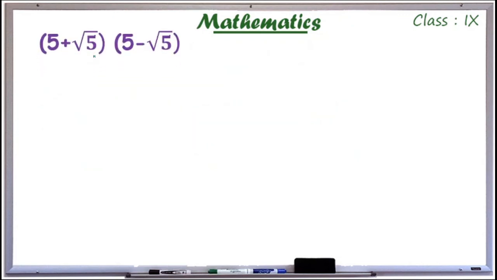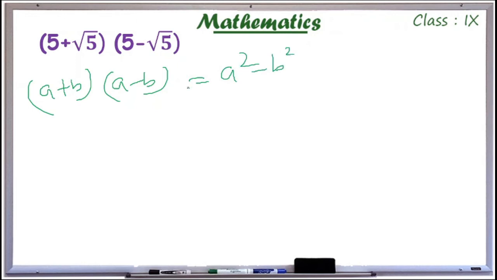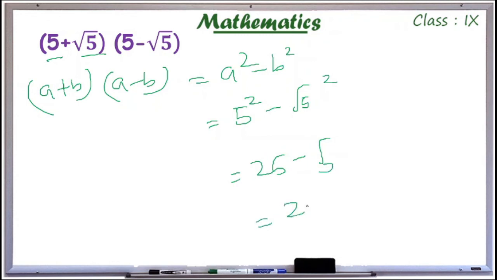Coming to the next expression, 5 plus root 5 into 5 minus root 5. So it is of the form a plus b into a minus b. It is also an identity which is equal to a square minus b square. Here a is 5 and b is root 5. So 5 square minus root 5 square. 5 square is equal to 25 and root 5 square is equal to 5. So 25 minus 5 is equal to 20.